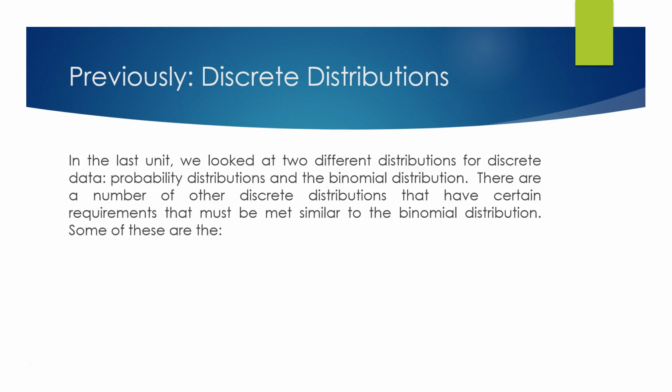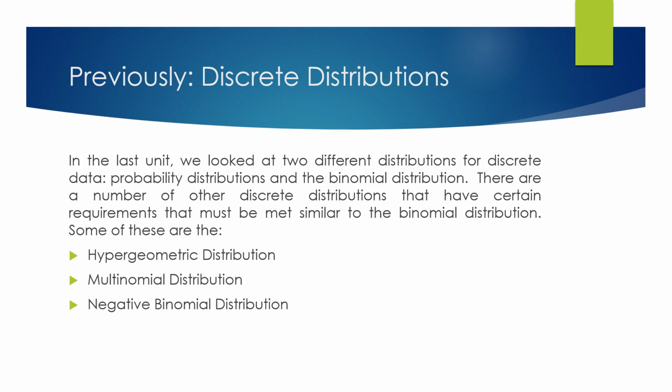Some of these are, and we won't be doing any of them, it's just important to understand that just because we didn't cover it doesn't mean that it doesn't exist. So the hypergeometric distribution, the multinomial distribution, the negative binomial distribution, and the Poisson distribution. The Poisson distribution is actually one of my favorites. It's pretty cool.